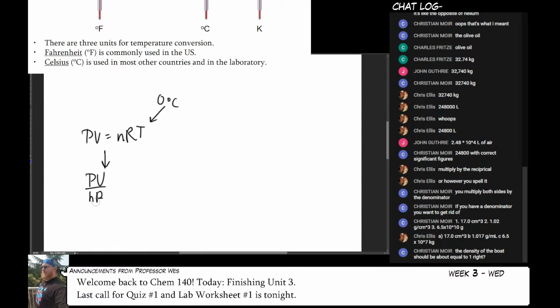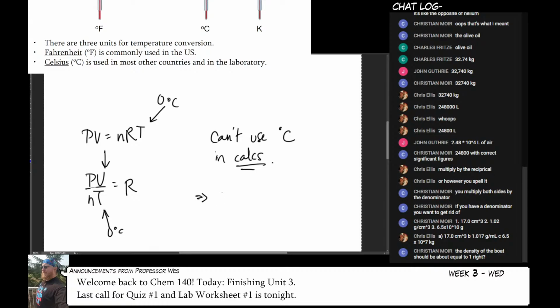Oops, I solved for the wrong variable. I want to solve for R here. There we go. And then I put in 0 Celsius, right? What happens now? Well, you can't divide by 0. You destroy the universe, basically, right? Math falls apart when you divide by 0. You cannot do it. So we cannot use Celsius in calculations. And the reason for that is anytime you divide by it, everything would fall apart, right?